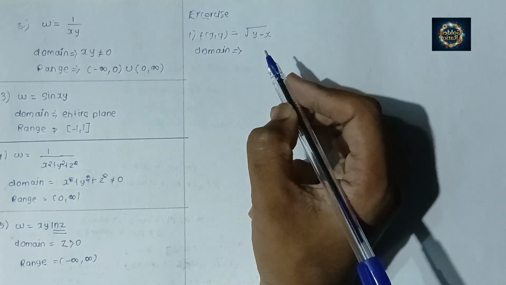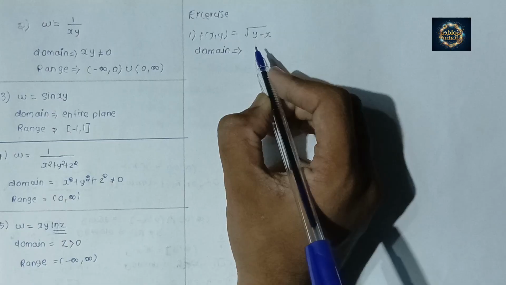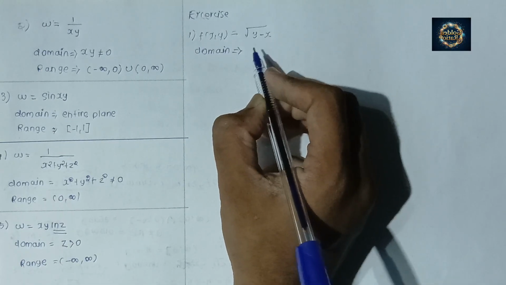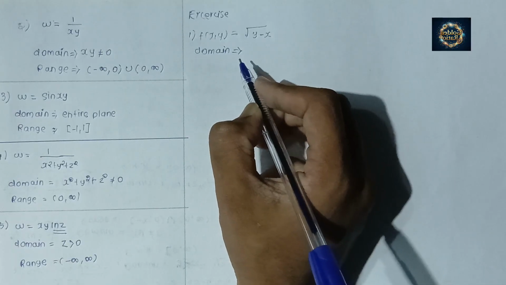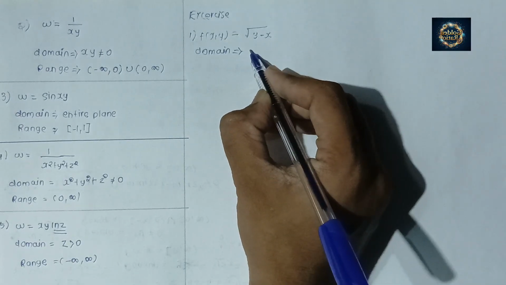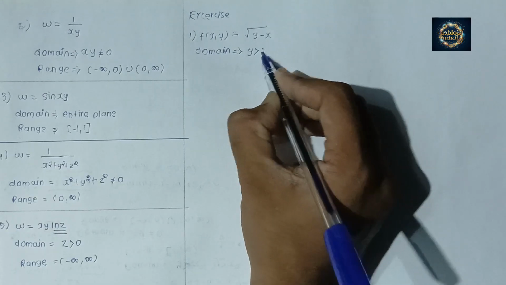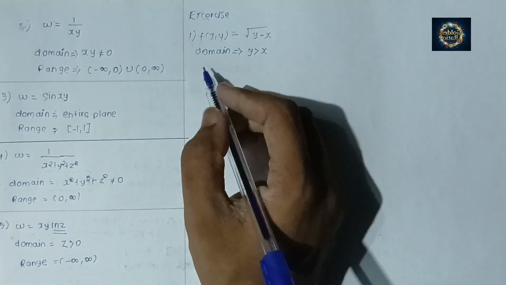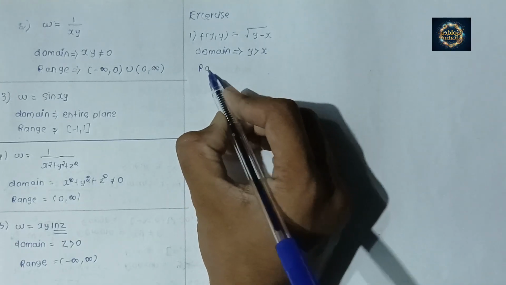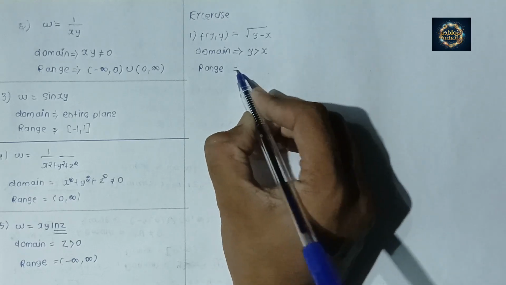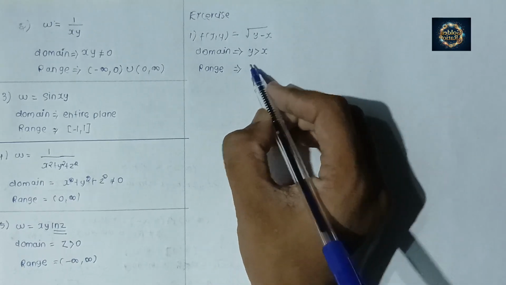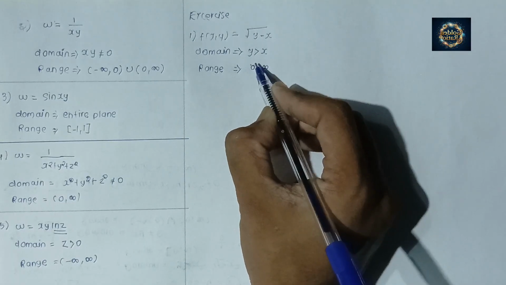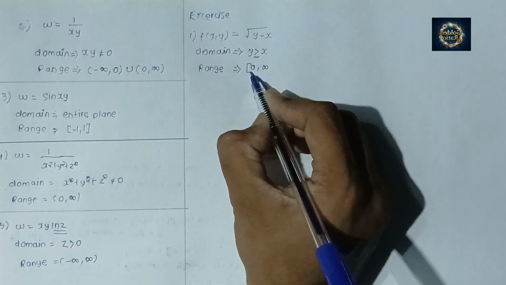For the domain, we already said that the square root of a negative number is a complex number. To avoid the complex number, we can write the domain in terms of a condition: y should be greater than x, then only it will give a positive number. So we can avoid the complex numbers. The range will be all positive numbers, so from 0 to infinity. Here it can be equal also, so 0 is included.